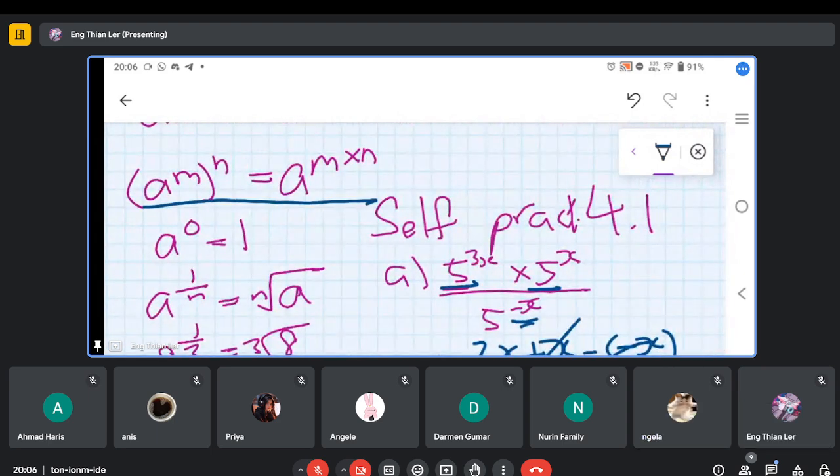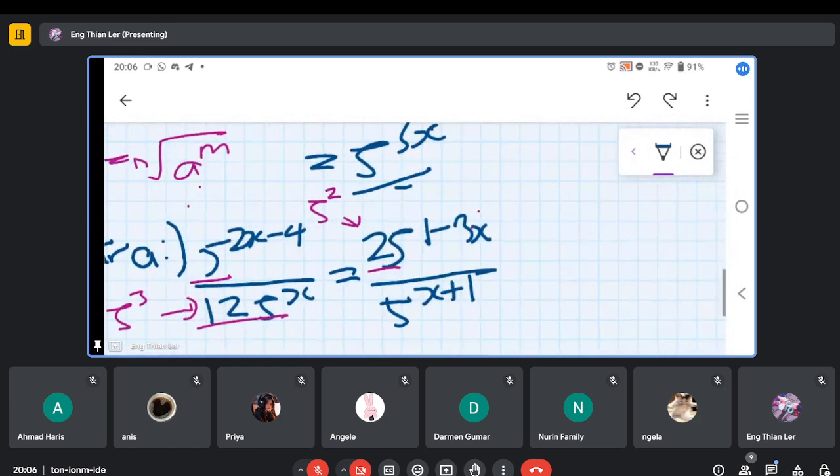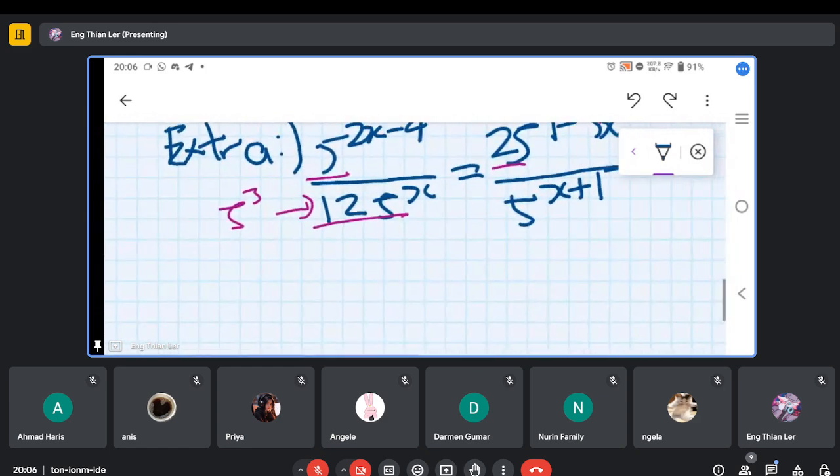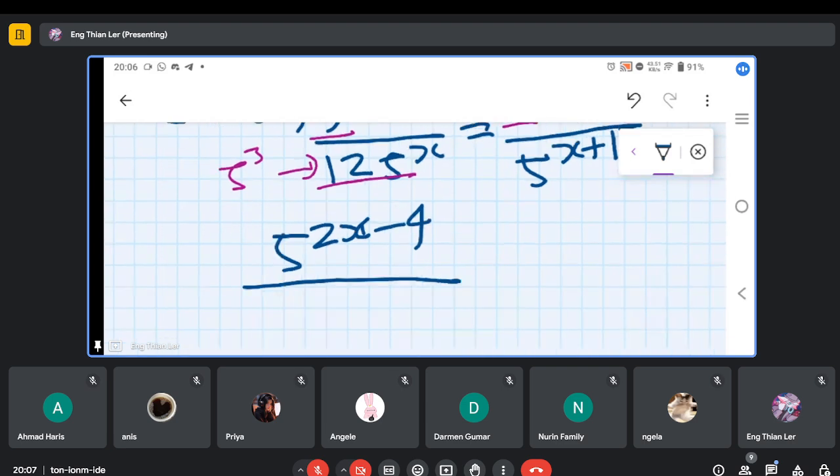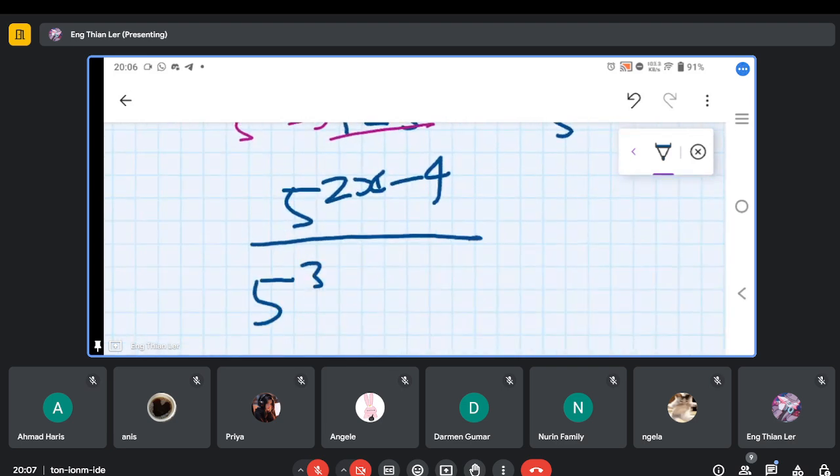So how do we do this? We copy the upper part first: 5 to the 2x minus 4. This is not negative, this is a 5. 5 to the power of 2x minus 4, divided by this, which is 5 cubed. So this is 5 cubed and then raised to the power of x.